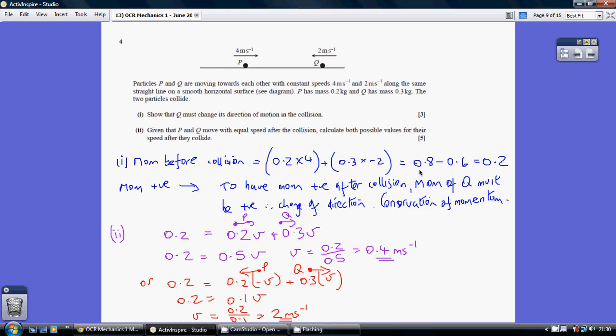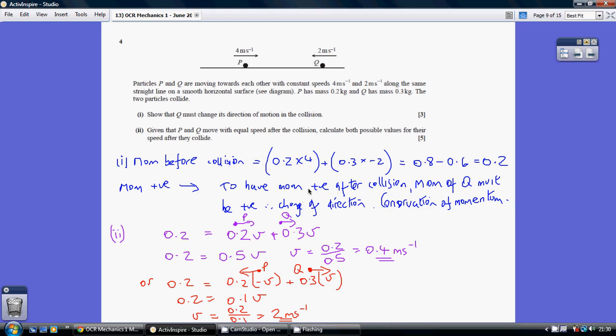So you need to summarize that. The key points to make are that we've got a momentum before the collision of positive 0.2, so there must be a change in direction of Q because of conservation of momentum.